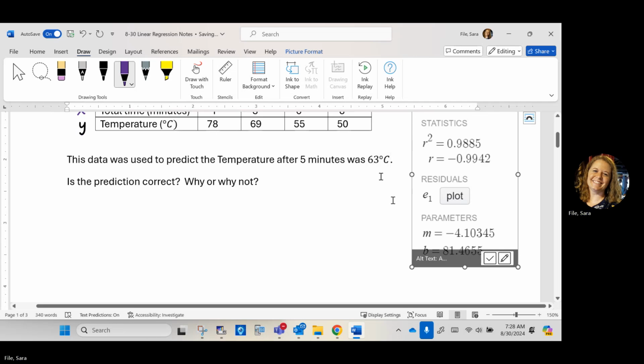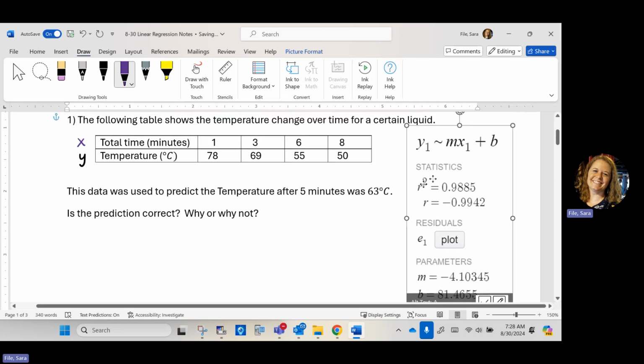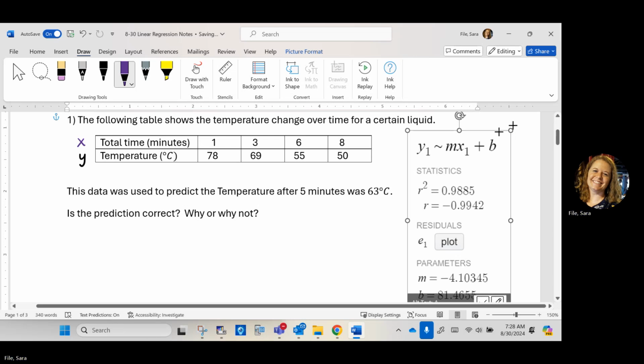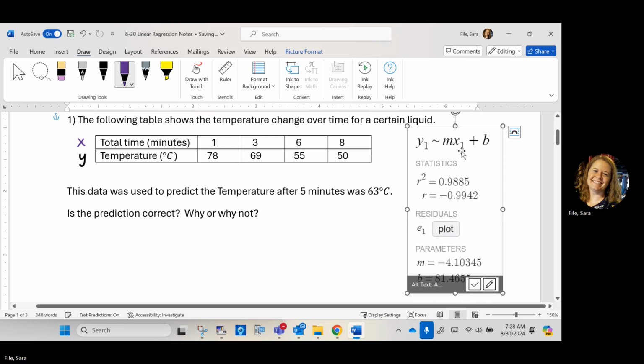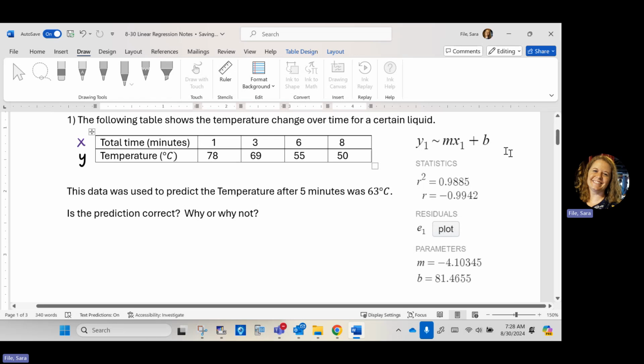All right. So here's what we got from our table over there, or from the calculator when we entered our data. So now they say this data was used to predict the temperature after 5 minutes and it's the 63 degrees Celsius. Is this prediction correct or not? So we're going to go through and we're going to check. We're going to write the equation of the line of best fit and use it to make the prediction and see if what they predicted is accurate.